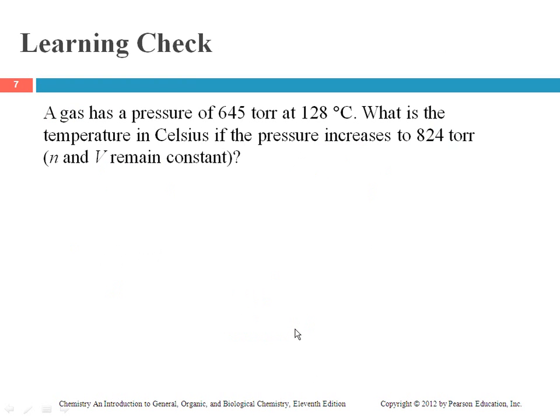Here's another example that you can work, and then you can pause the video if you'd like, and then we'll show the solution. But we have a gas with a pressure of 645 torr at 128 degrees C, and we want to know what the temperature is, so what T2 is in Celsius, if the pressure increases. So we're having an increase in pressure, and so we also know that we should have an increase in temperature.